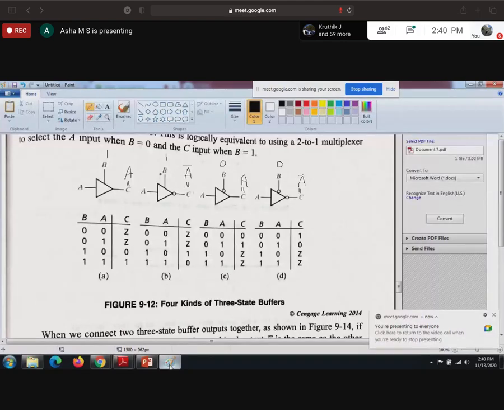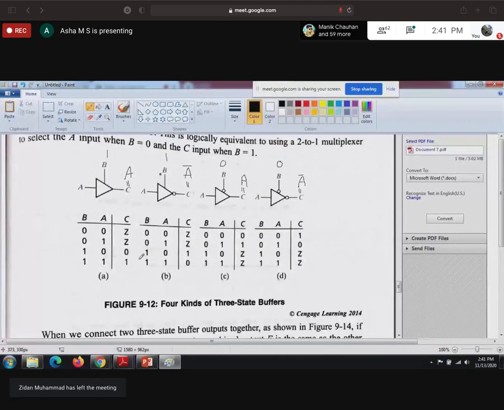Okay. Look at the second truth table. In the second truth table, the output is inverted. When B equal to 0, the buffer is not enabled. When the buffer is not enabled, no need to look at the value of A. The state of the output C is high impedance, that is Z. Again, when B equal to 0 and A equal to 1, the state of C is high impedance because the buffer is not enabled.